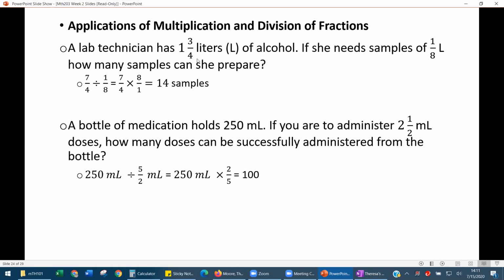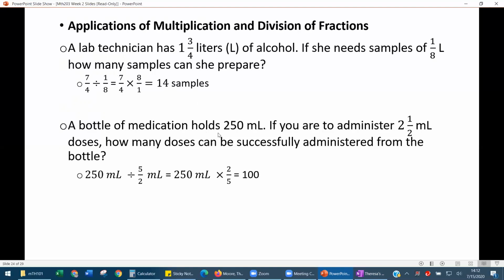But 1 3/4, we're going to turn that into an improper fraction. 4 times 1 plus 3 is 7. So I have 7/4 divided by 1/8. I keep the first fraction, change the operation from division to multiplication, and flip the second fraction. So 7/4 divided by 1/8 becomes 7/4 times 8 over 1. And this 4 and this 8 cancel, right? This 4 becomes a 1, this 8 becomes a 2. 7 times 2 is 14.